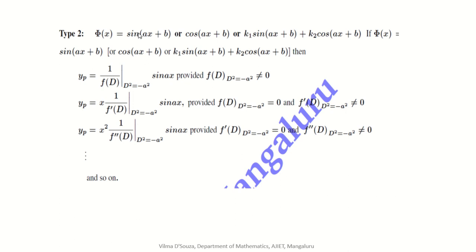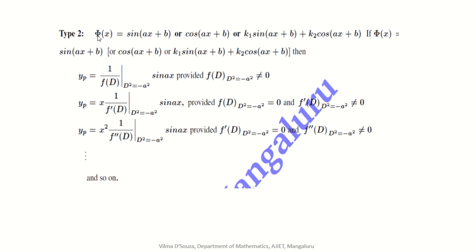Phi of x is sine of ax plus b or cos of ax plus b. The procedure is almost similar to the type 1, but here what you do is, instead of d we are considering d square and you are substituting d square is equal to minus a square. Let me explain you the procedure.